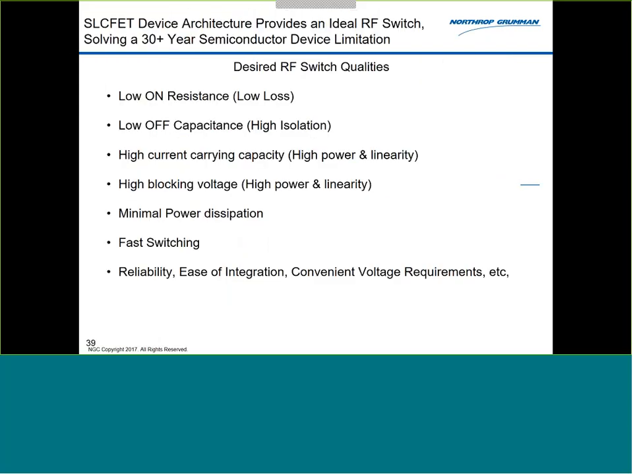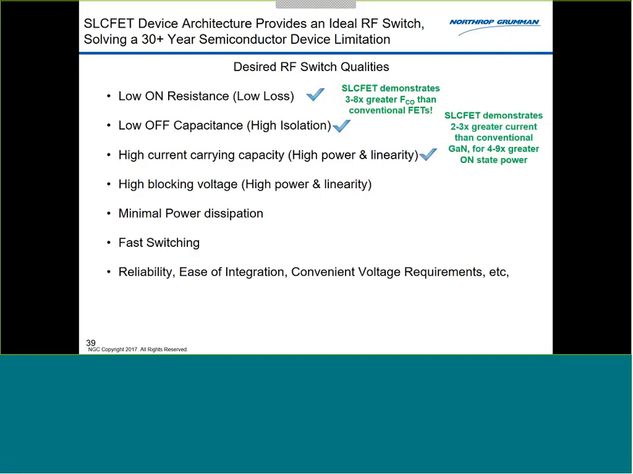So going back all the way to the beginning, what do we want to have in terms of performance for my device? So I want to have low loss and low on resistance and low off capacitance. The SlickFET gives us an FC0, which is 3 to 8 times better than anything that's been reported in other technologies.